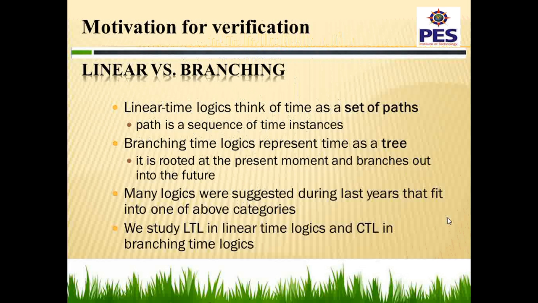Branching time logic represents time as a tree. As you know, a tree has many branches. We represent time as a logic in terms of a tree in branching time. It is rooted at the present moment: the first instance itself is the root and the later parts branch out into the future. Many logics were suggested over the last years that fit into one of the above categories. Many people in this domain suggested whether to go for linear time logic for some kinds of verification and branching time logic for others. We study linear time temporal logic in linear time logics and computation tree logic in branching time logics.